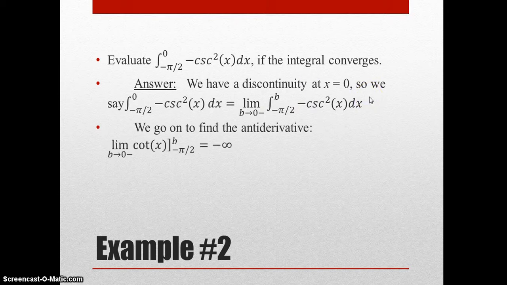The antiderivative of negative cosecant squared of x is cotangent. So we investigate the limit as b goes to 0 from the left of cotangent of x from negative pi over 2 to b. And as b goes to 0 from the left, the cotangent function approaches negative infinity. Therefore, the limit does not exist and our integral diverges.